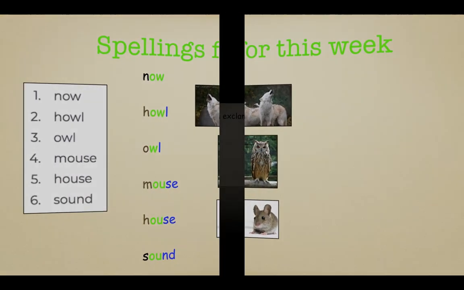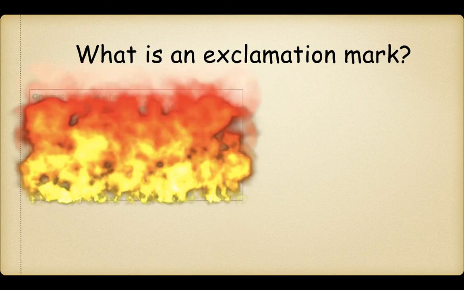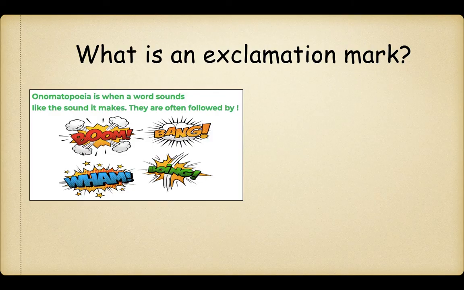So what's coming up next? Well, what is an exclamation mark with a question mark at the end? What does an exclamation mark look like to start with? Well, let's look. If we have the word boom, it makes a very loud noise. So because it's making a loud noise, we can put an exclamation mark at the end. Remember, it's that vertical line or straight line with a big dot underneath, like a full stop. So we have the words bang, wham, and boing.